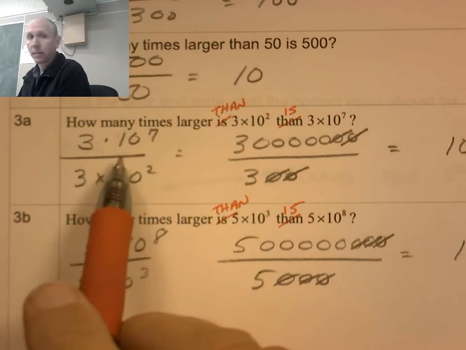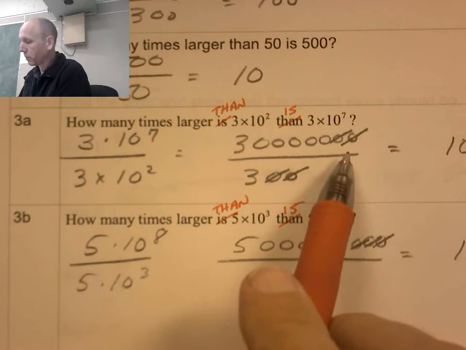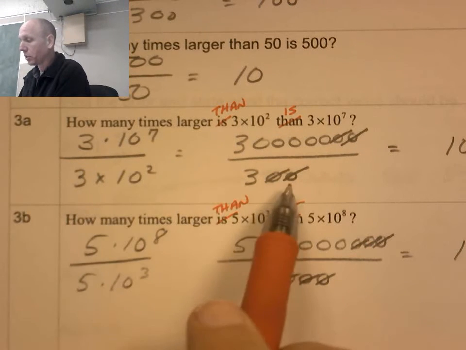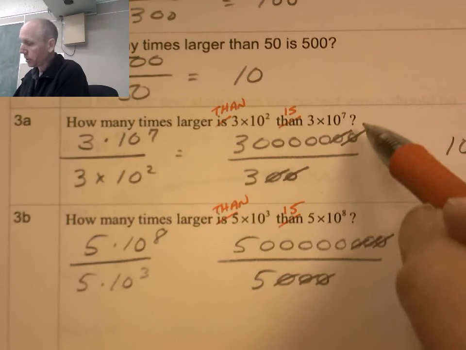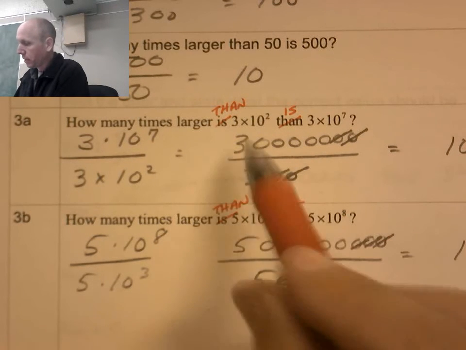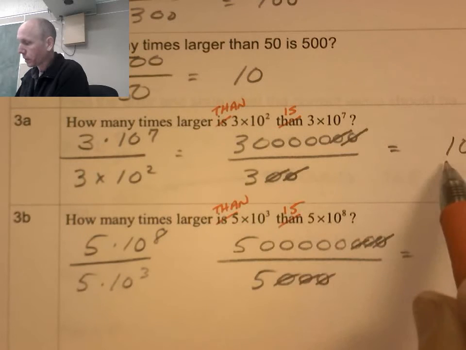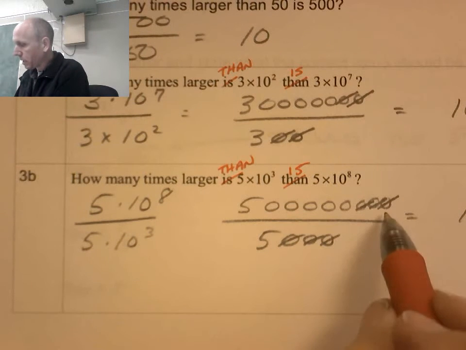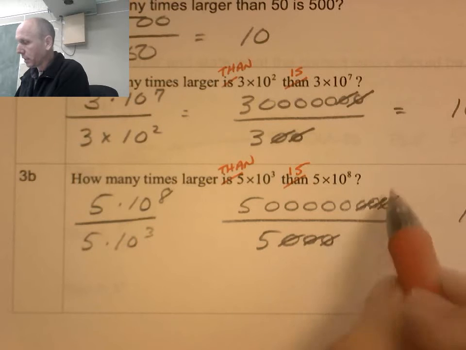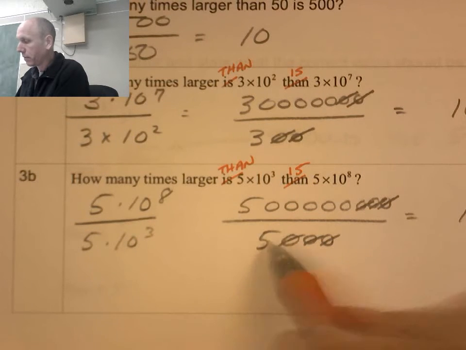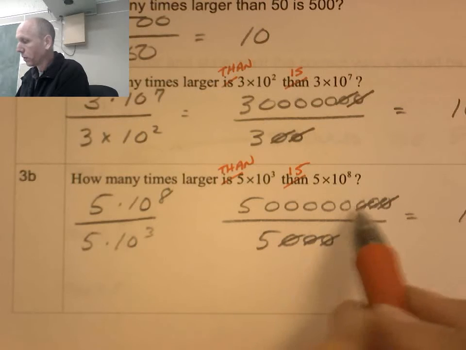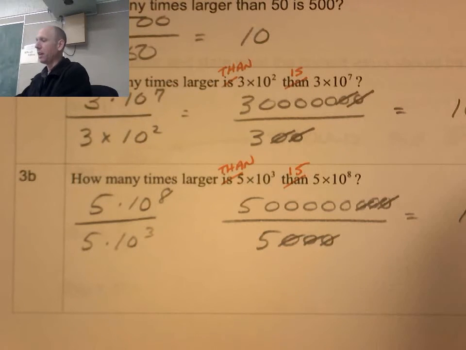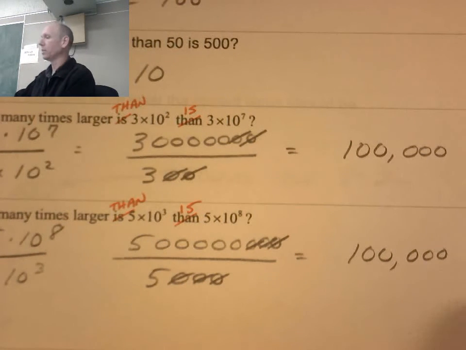So 3 times 10 to the 7th is 3 with 7 zeros after it. 3 times 10 to the second is 3 with 2 zeros after it. 2 zeros on top cancel with 2 zeros on bottom. And I know that 3 divided by 3 is 1. So it's 1 with 1, 2, 3, 4, 5 zeros behind it. Same idea here. 5 with 8 zeros behind it over 5 with 3 zeros behind it. Cancel out zeros. 5 divided by 5 is 1 with 5 zeros behind it. So it's 100,000 times bigger.